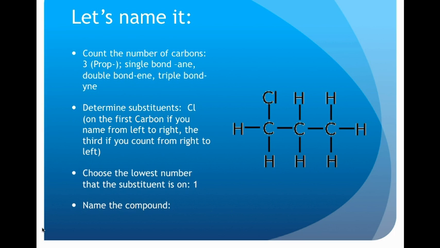Let's name this one. What's the longest carbon chain? 3 carbons. They are all single bonds. The substituent here is not a methyl group, it's chloro. The chloro is on the first carbon. Count the carbons. The chloro is either on the first carbon or the third carbon. We choose the lowest number that the substituent is on. So the compound is 1-chloropropane, or chloropropane.